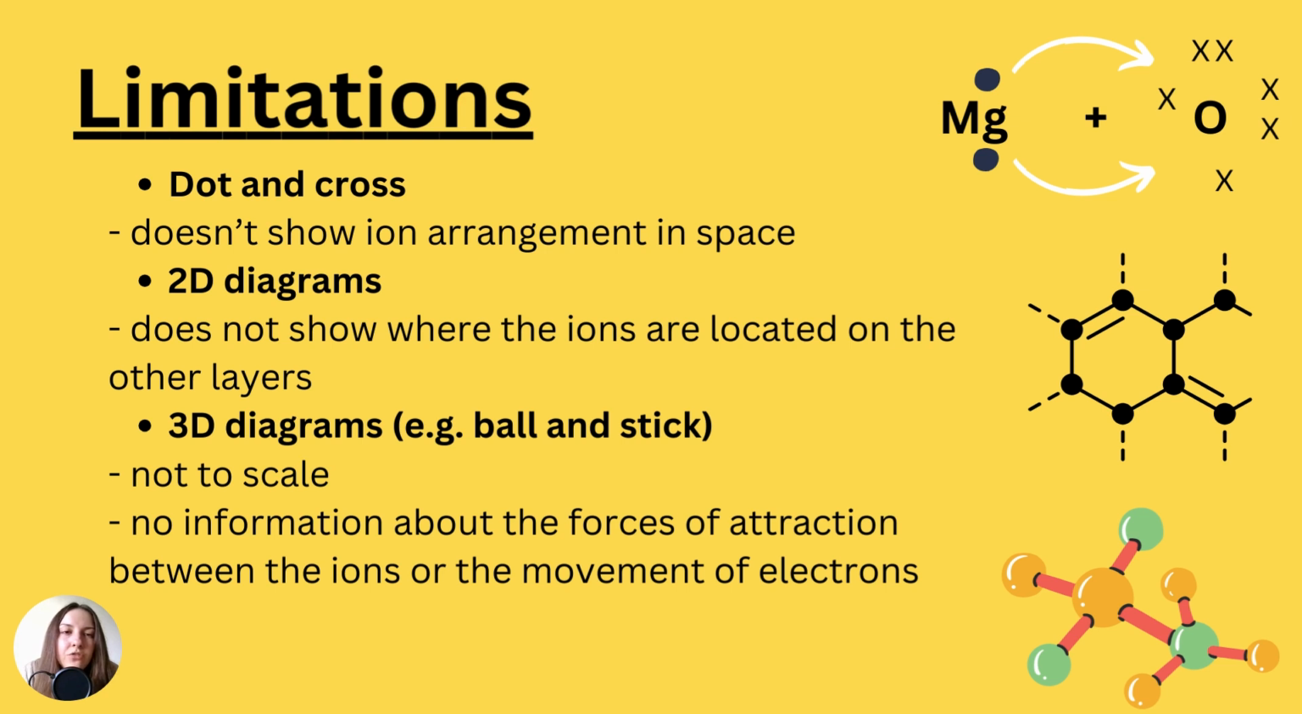We know that we can draw and represent ionic compounds in a multitude of ways. So the dot and cross diagrams, we can draw them in 2D diagrams as well, but also 3D. There are limitations which they want you to know at GCSE. So the limitation of drawing out ionic compounds in a dot and cross diagram is that they don't show the ion arrangement in space. The 2D diagrams as well, they don't show where the ions are located, specifically if it's a large giant ionic lattice.